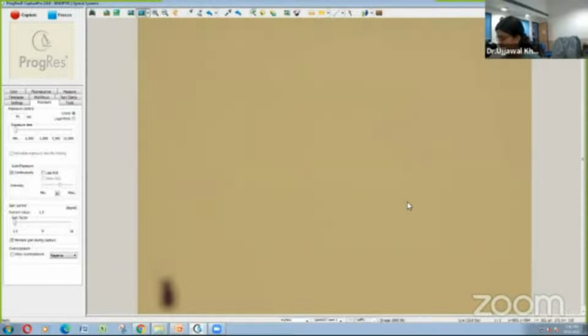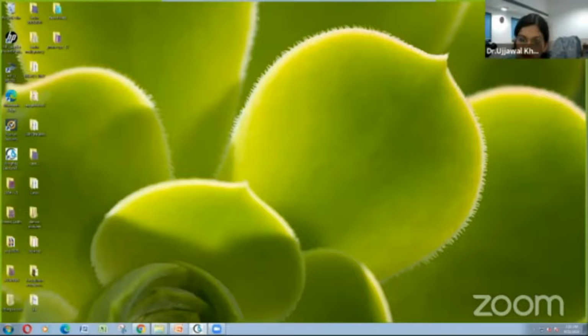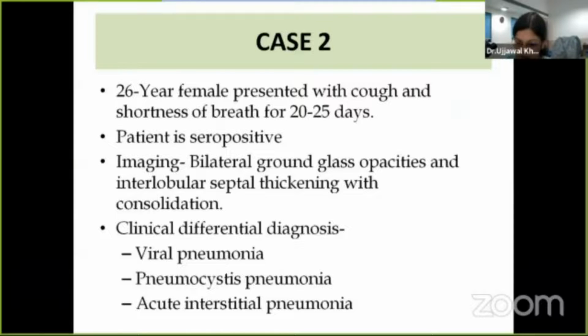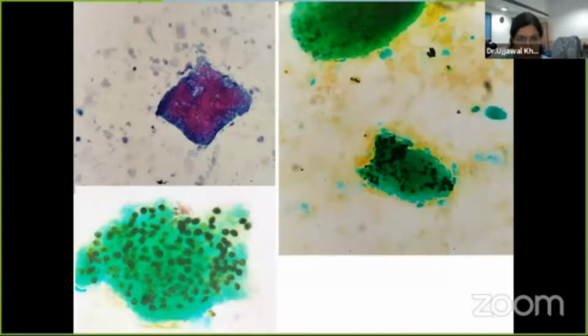So case 3 is a 29-year-old Indian male presented to ENT with progressively increasing nasal obstruction. ENT workup showed a red granular polypoidal mass in the nasal cavity. Moving on to the third case. So these are the images from that same case.